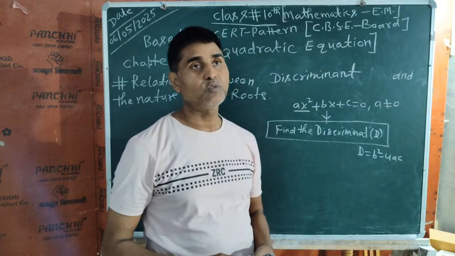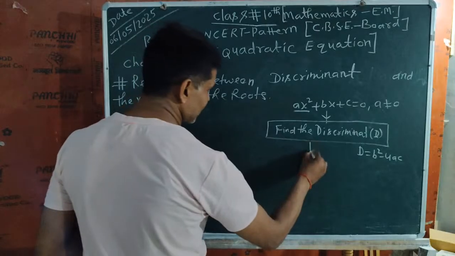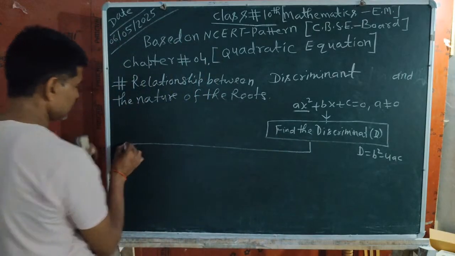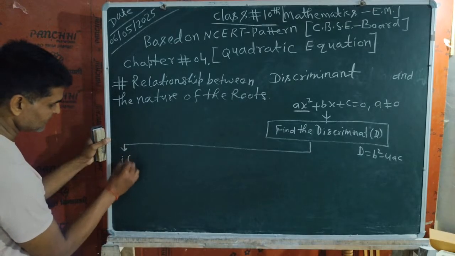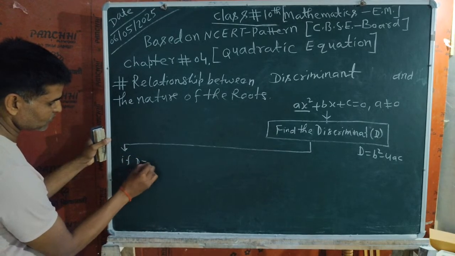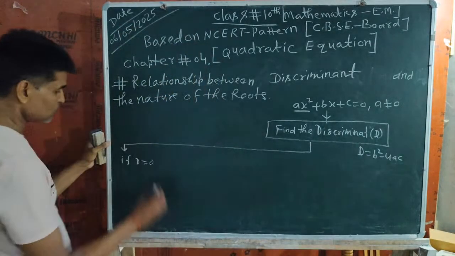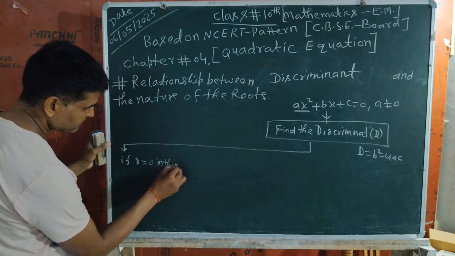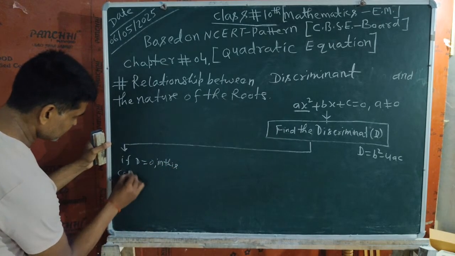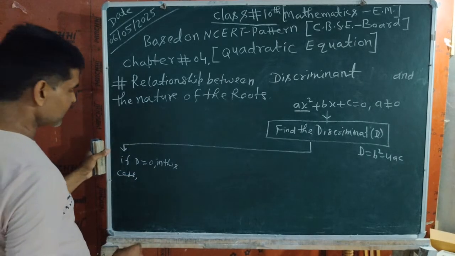Each and every student has to remember this, because there are 3 types of nature of the root. Each step I will explain in detail. That is, if D is equal to 0, it means that b square minus 4ac is equal to 0. In this case, the quadratic equation has real and equal roots.